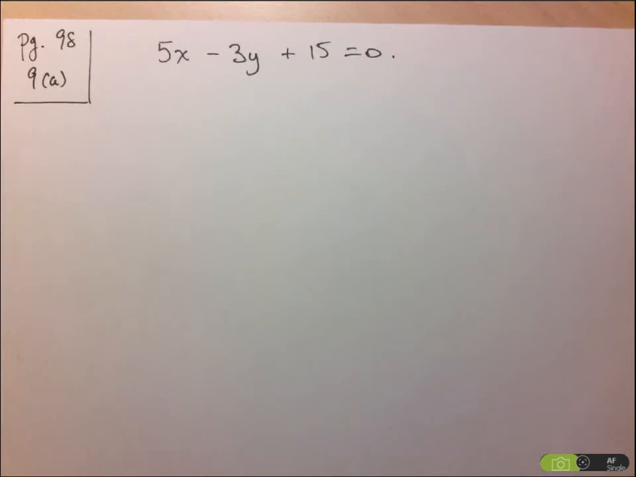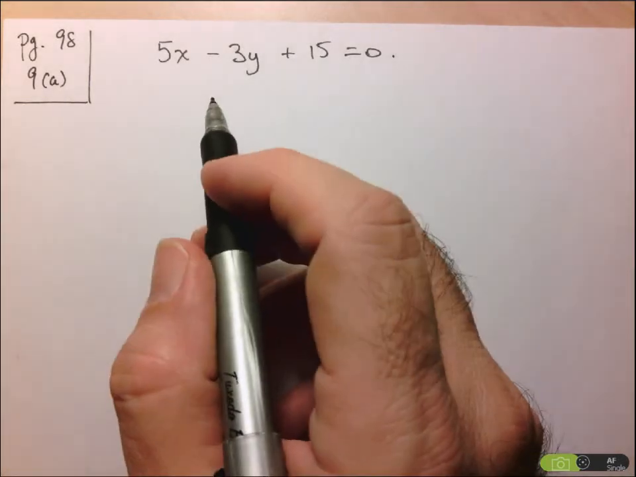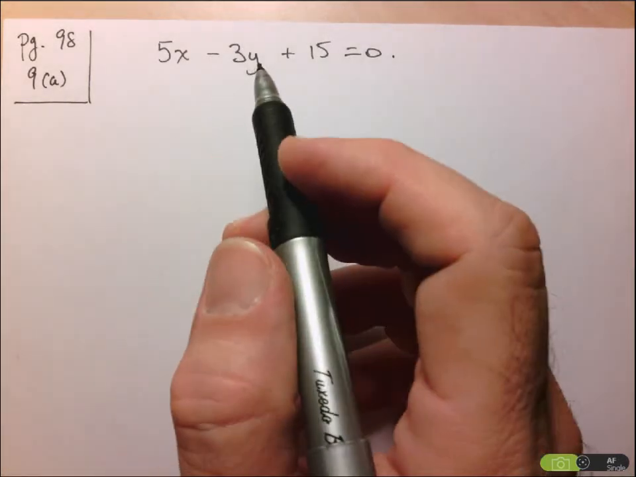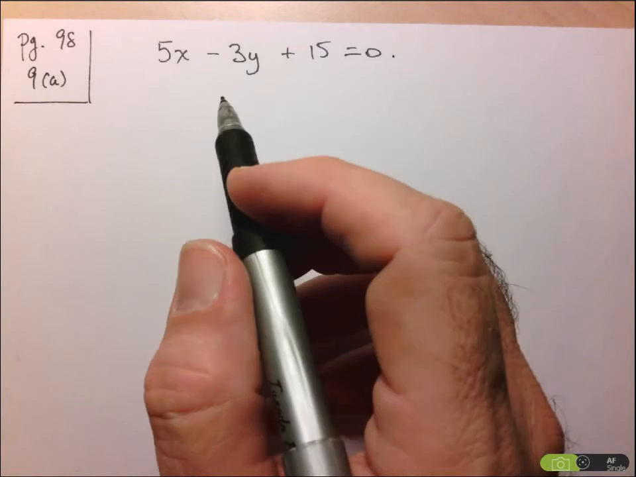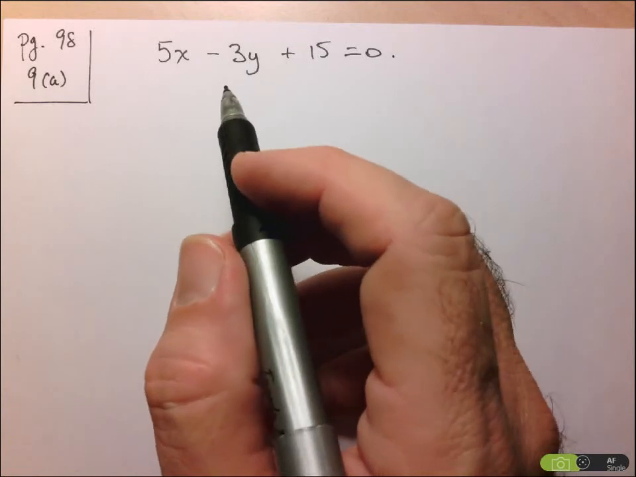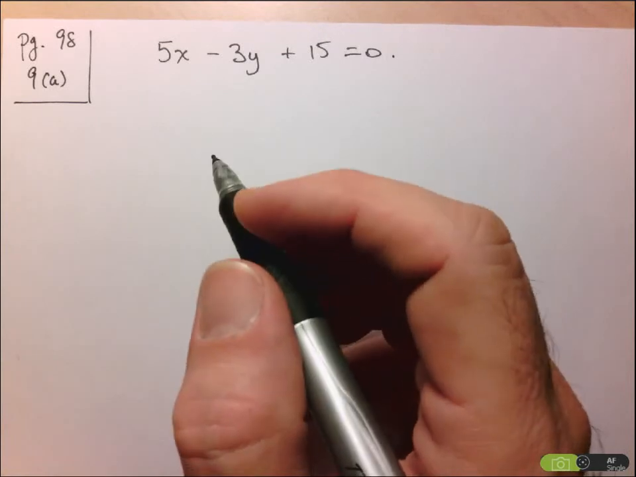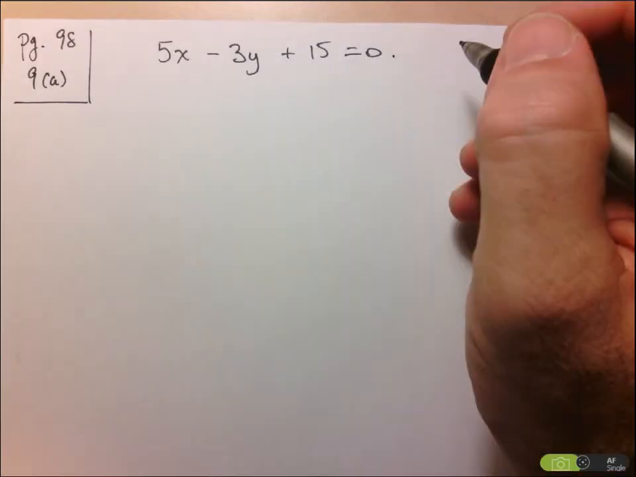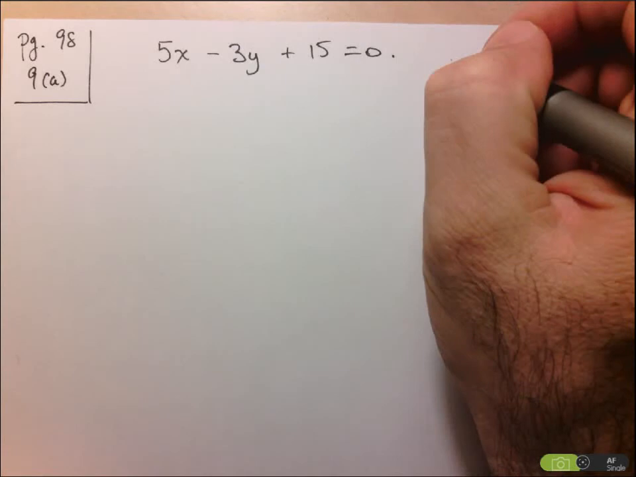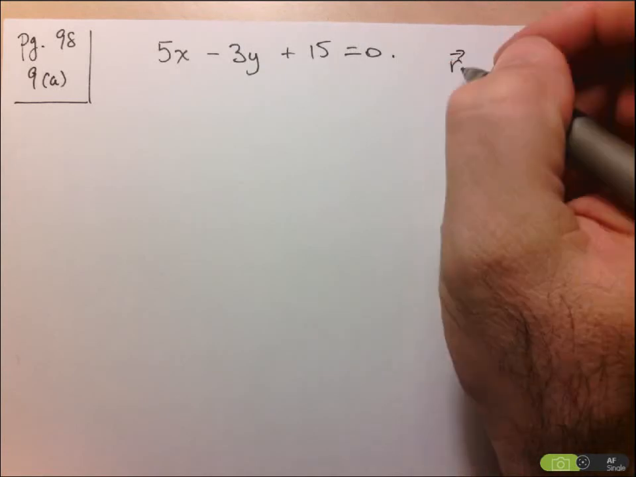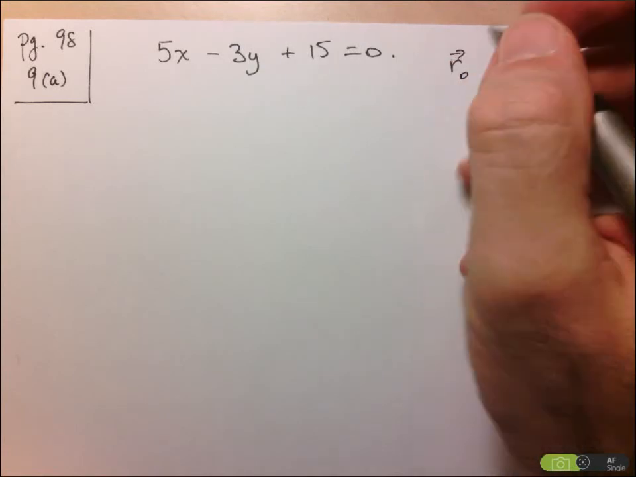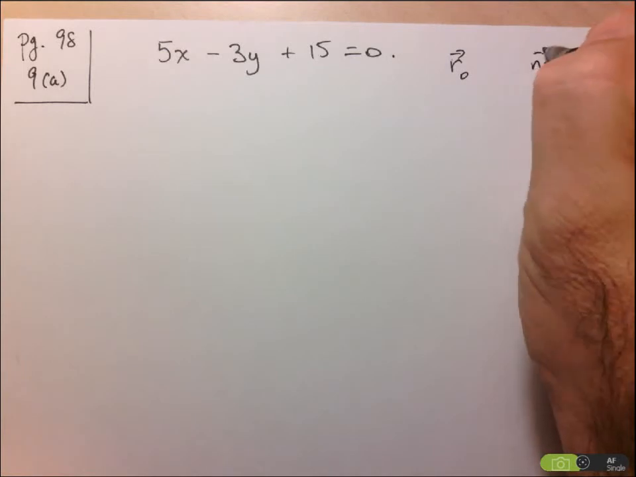Hi folks, this is question 9a on page 98, and they give us the scalar equation of a line, and they ask us to find the vector, parametric, and symmetric forms of this line. Okay, so again, to find those versions of the line, we need a point, or a vector to a given point on the line, and we need a direction vector.